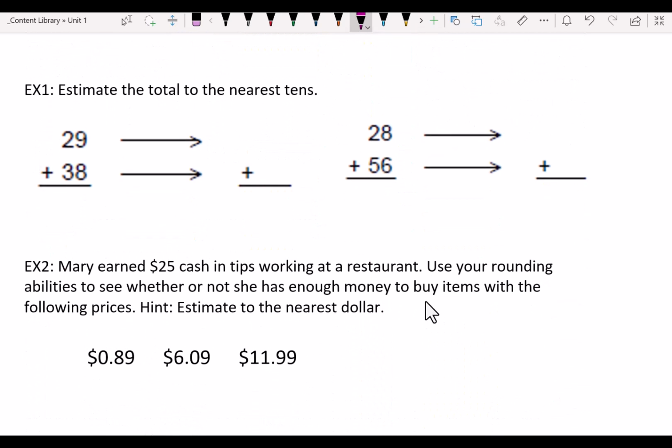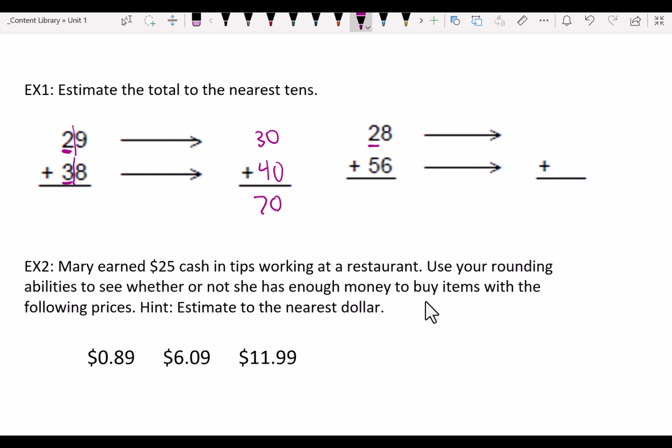So in this case, if we were going to round to the nearest tens, 29, that's going to bump up the 2. Well, I guess if we're going to round to the nearest tens, I should underline the 2. I look to the right of that, which is a 9. So that's going to be 30. And then here, I look to the right of the 3, which is 8. So we're going to bump that up to a 40. 30 plus 40 is 70.